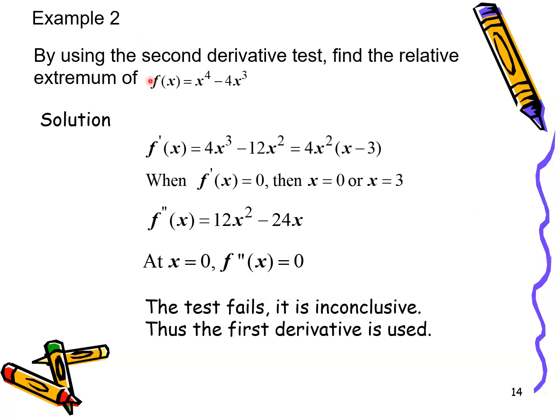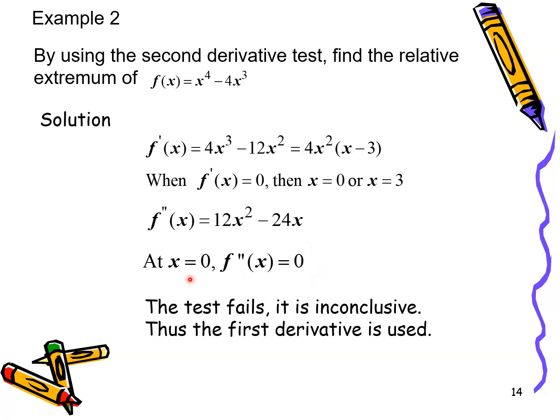Example 2, by using the second derivative test, find the relative extremum of this function. So like usual, you're going to find the first derivative, which is this, and then you're going to equal the first derivative to 0, then you have your x values, which are also known as your critical values. So we have x equal to 0 and x equal to 3, and then you're going to find the second derivative. So from the second derivative, you will have x equal to 0. And when x equal to 0, f double prime x equal to 0.